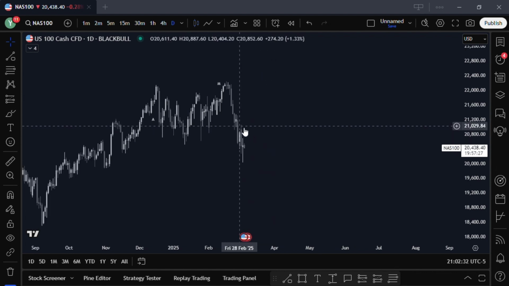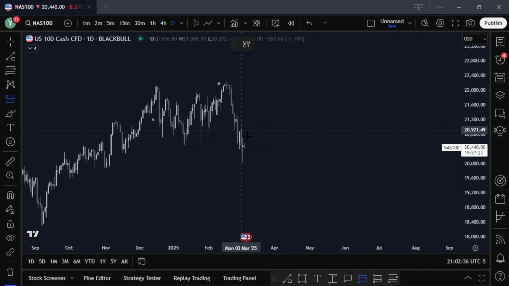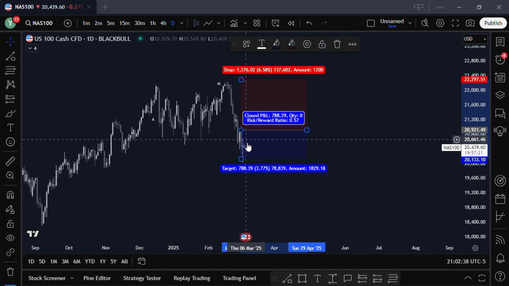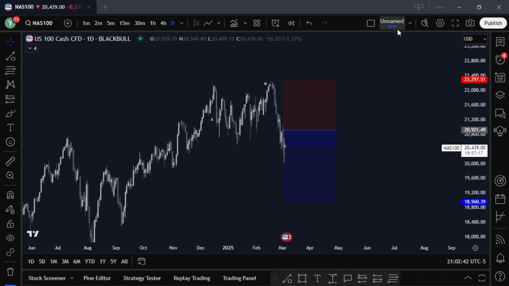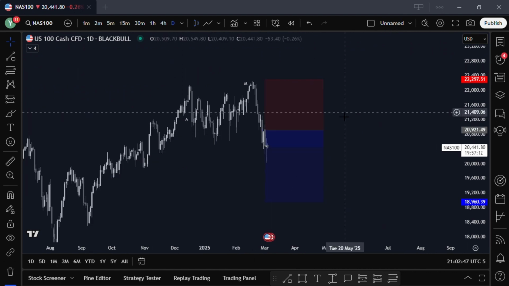Now, as you can see, we have imbalance in this area here. So if you wanted to, you could have an entry right here. You could have an entry right here, and just see how that plays out for you.